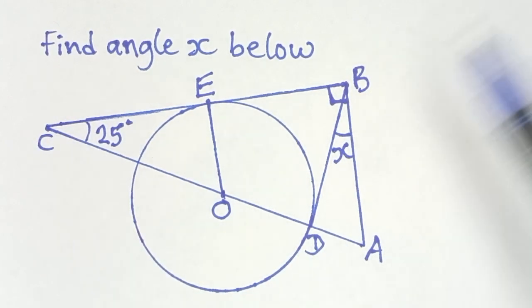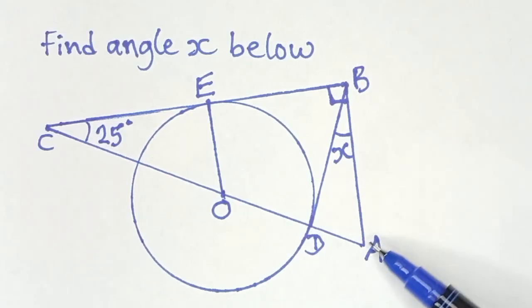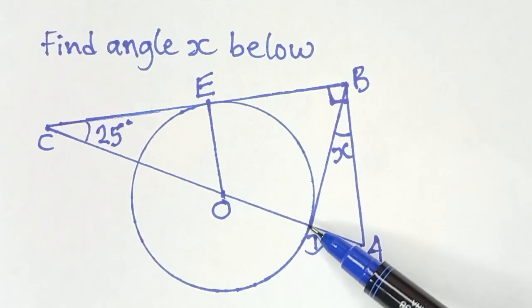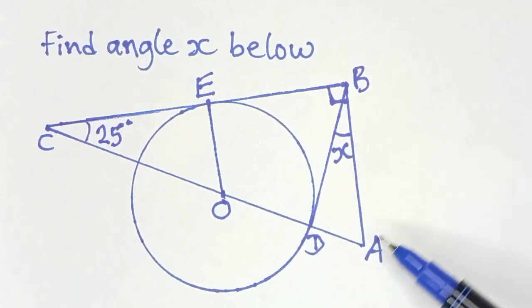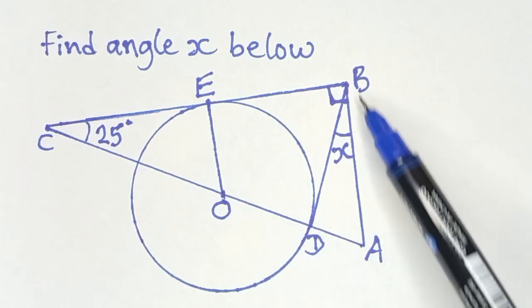Let me repeat myself again. The final answer that we're going to get is going to prove to you that triangle ABD is similar to triangle ABC. That is a large triangle.